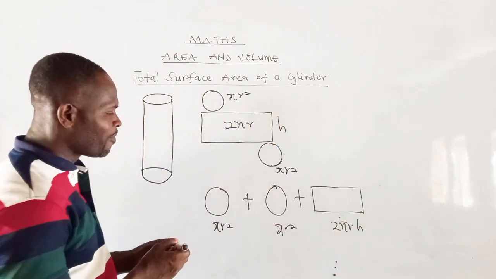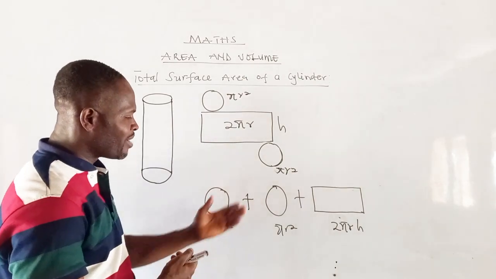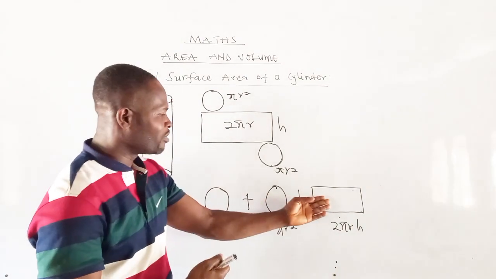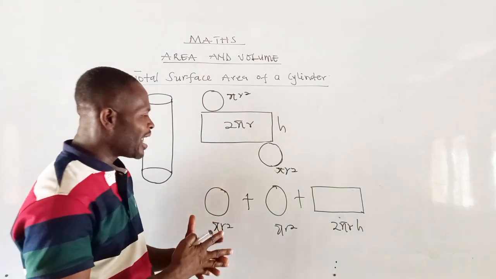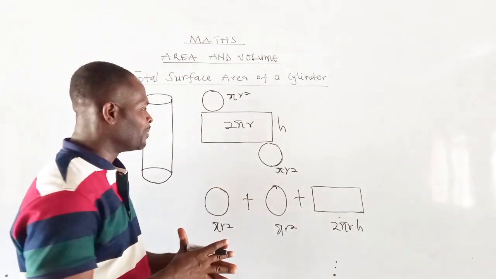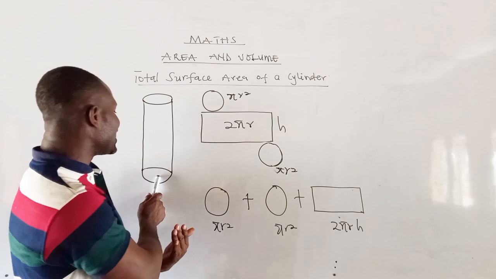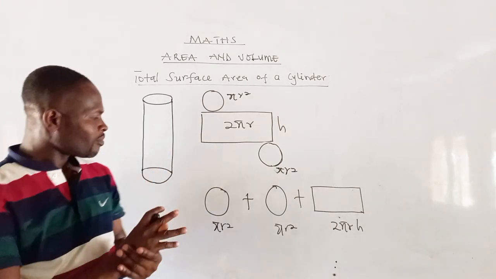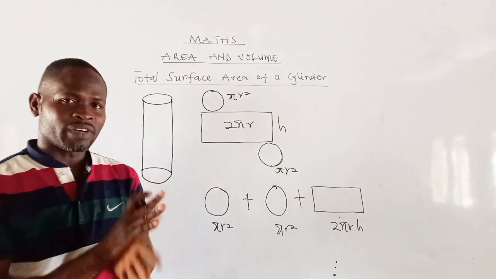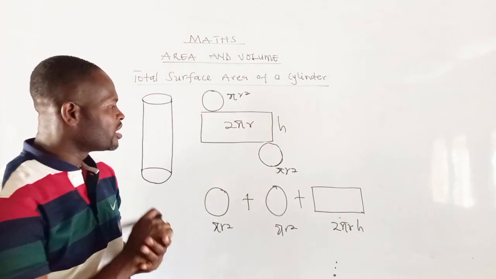When you find the area of this and add it to the area of this and add it to this area, we are finding the total surface area of a closed cylinder. The cylinder is closed at this end and also closed at this end. So that is how to find the total surface area of a closed cylinder.